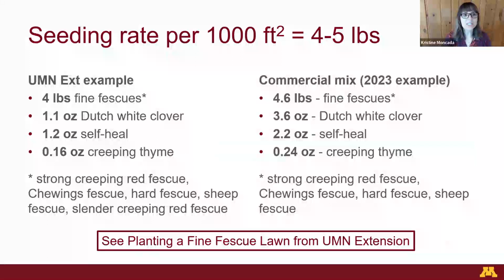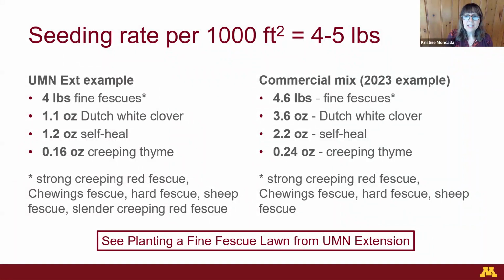So the seeding rate for using just the off-the-shelf bee lawn mix will be like 4 to 5 pounds per 1,000 square feet. From the University of Minnesota Extension website, we have an example amount that you can use for the different species. And then on the right, I just looked at a seed bag from the commercial mix from last year. So there's a couple things I want to mention.